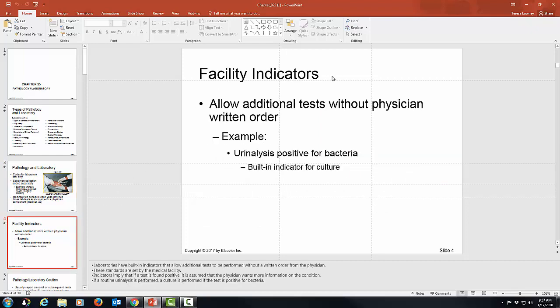There's facility indicators that allow additional tests without the physician's written order. For example, urinalysis is positive for a bacteria. The built-in indicator is then to do a culture and sensitivity. Find out exactly what kind of bacteria this is, and therefore what kind of antibiotic is going to work with it.